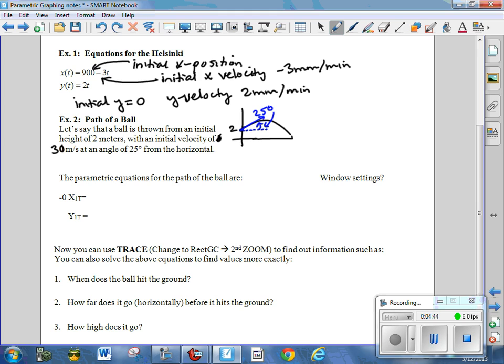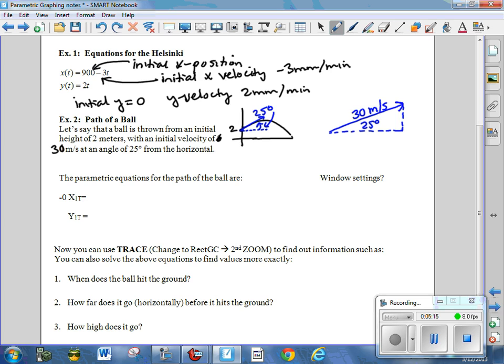So basically if we just drew a vector representing that initial velocity at an angle from that initial starting point, it would be at an angle of 25 degrees. So let's draw something just to represent the velocity. If this is my horizontal direction and my vertical direction, my initial velocity is at an angle of 25 degrees and it's 30 meters per second.